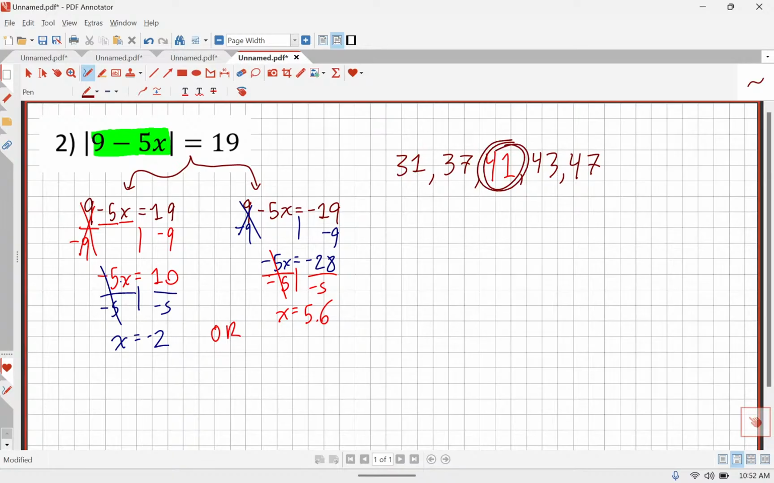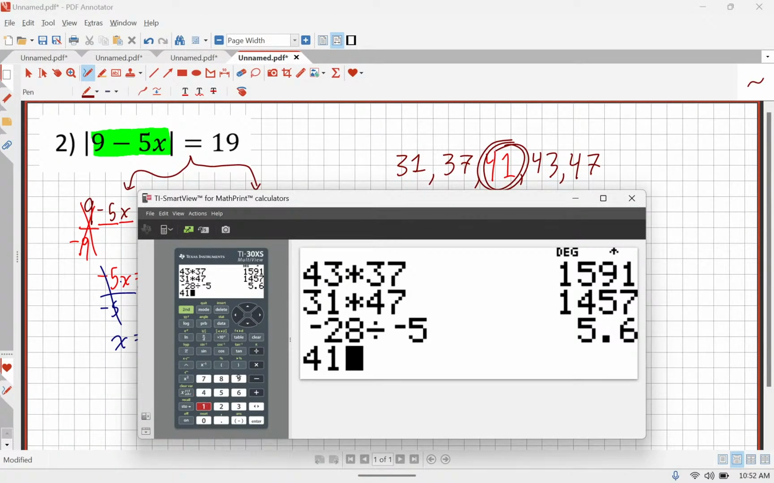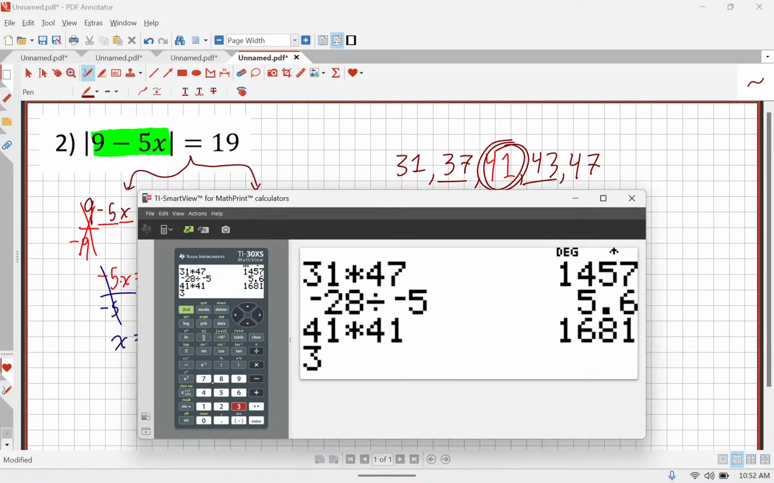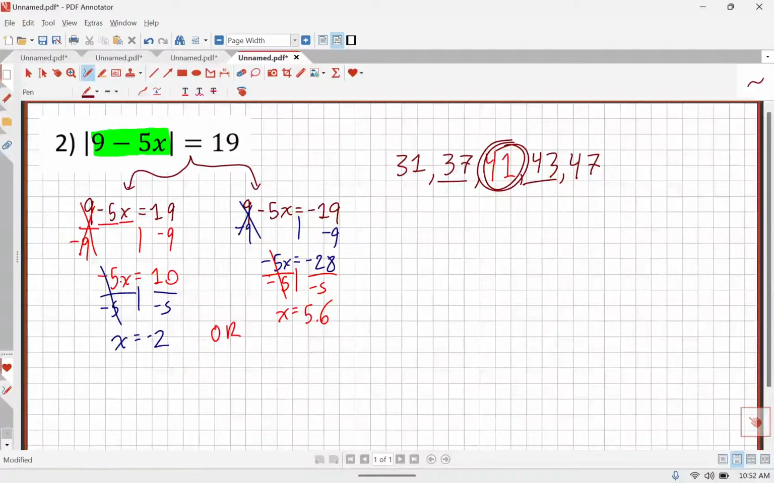41 times itself is 1,681. 37 times 43. Is that more than 41 squared or less? Less. And then I do 31 times 47.